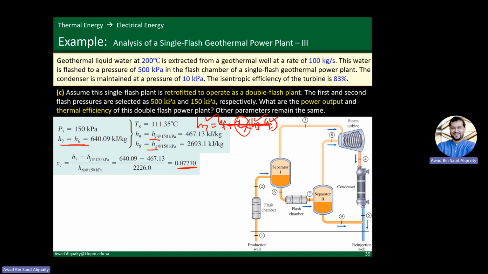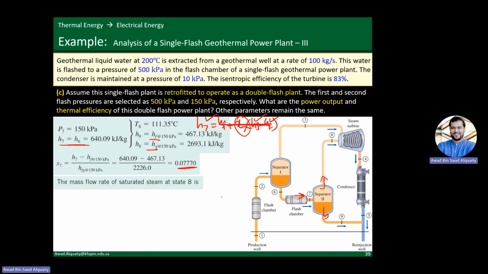It's 7.77%, right? So 7.77% of the hot liquid that came in here is converted to vapor by flashing. So that's what goes up here. The remaining, about 92 point something percent, 92.3%, is still liquid and goes back, right?